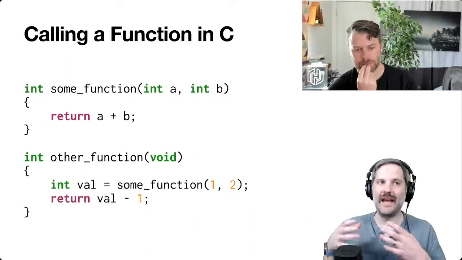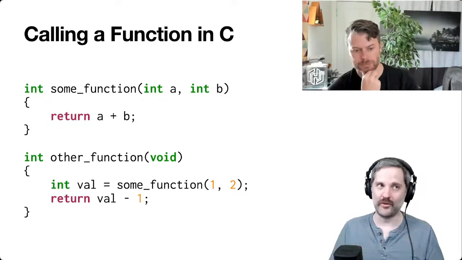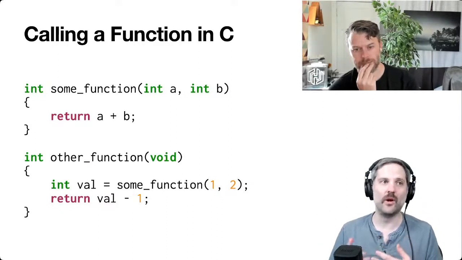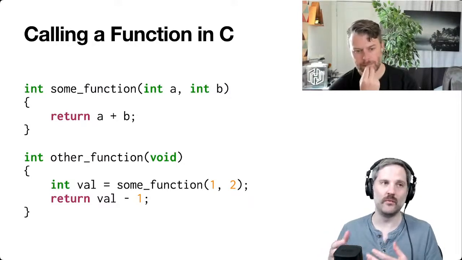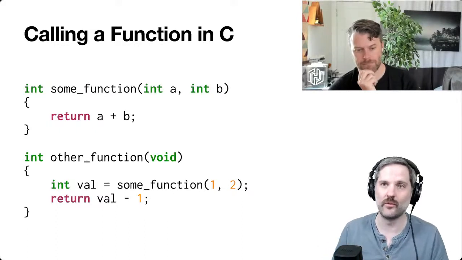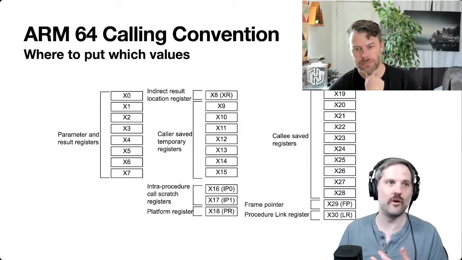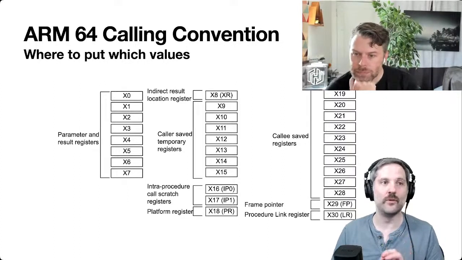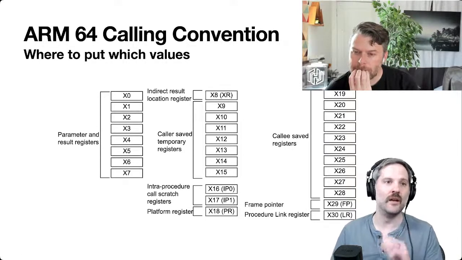So in order to have different C libraries that we can reuse between programs, we came up with essentially a calling convention. And this is just a standard for where we put parameters and return values. And this standard changes depending on the architecture. We're talking about ARM64 today, so we're going to look at the ARM64 calling convention. Here is a chart for the calling convention. I took this from the ARM documentation, and I put the ARM documentation in the description for this live stream. So take a look at that and find the PDF version.